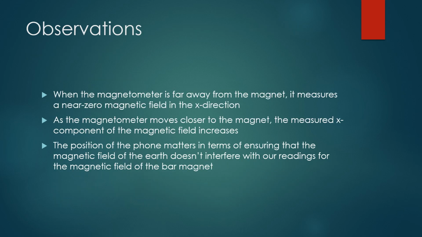These are my observations. When the magnetometer is far away from the magnet, it measures a near zero magnetic field in the x direction. As the magnetometer moves closer to the magnet, the measured x component of the magnetic field increases. The position of the phone matters in terms of ensuring that the magnetic field of the Earth does not interfere with our readings for the magnetic field of the bar magnet.